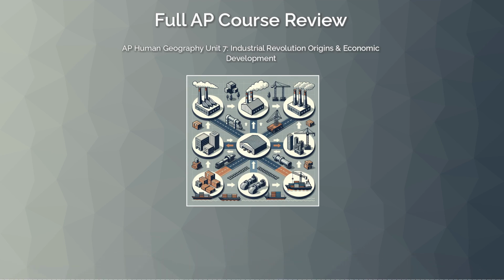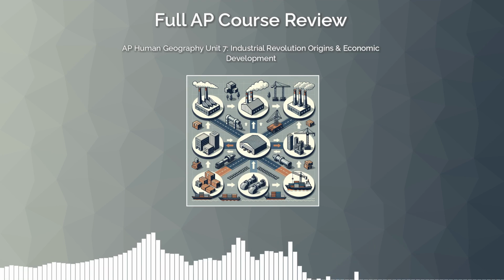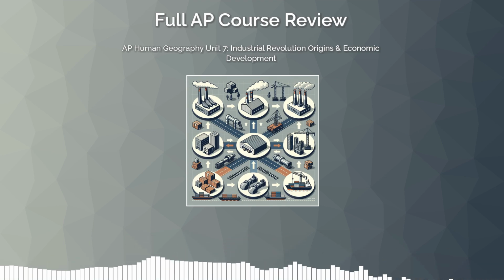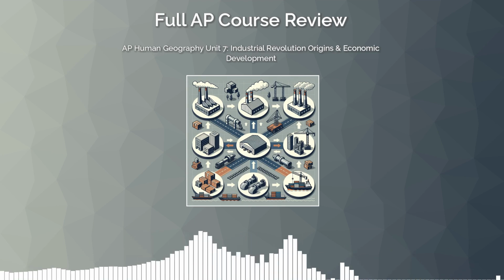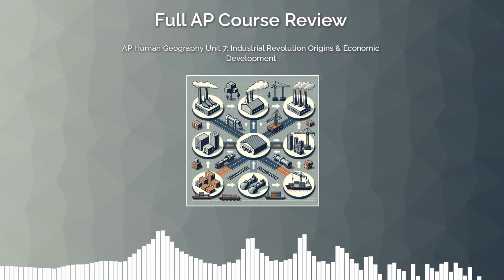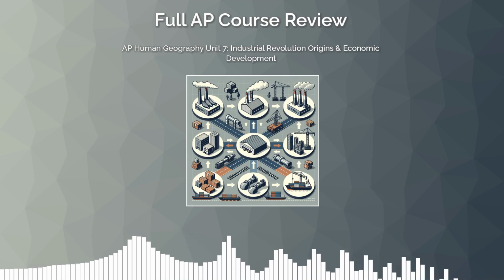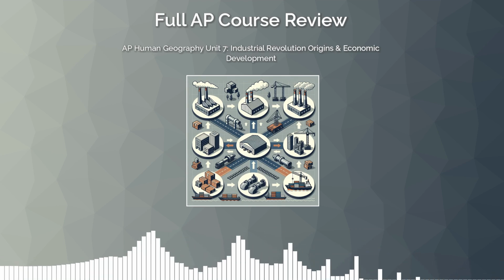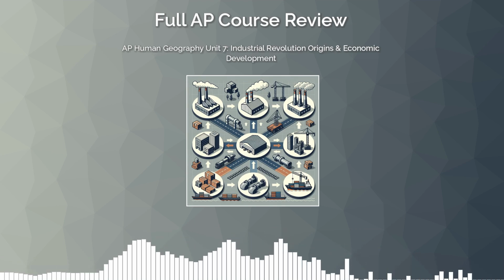Connections to other units. Don't miss these links. This topic connects beautifully across the AP Human Geography curriculum. From Unit 6, recall the concept of agglomeration, the tendency of related industries to cluster together for mutual benefit. SEZs are essentially government-engineered agglomeration. They create the conditions for clustering artificially rather than waiting for organic market forces to do it over decades.